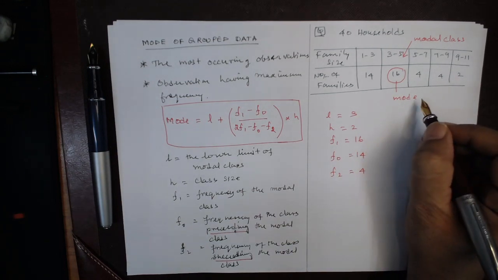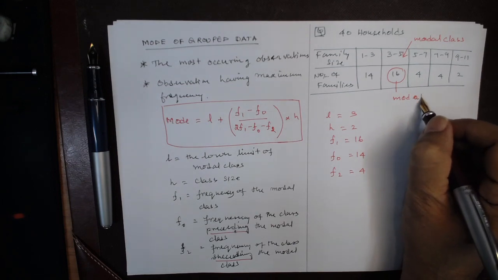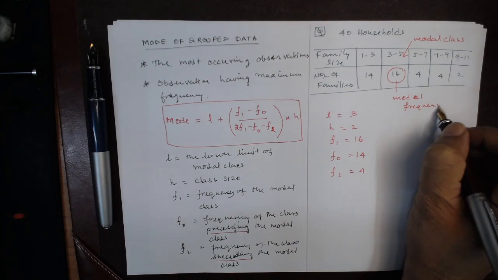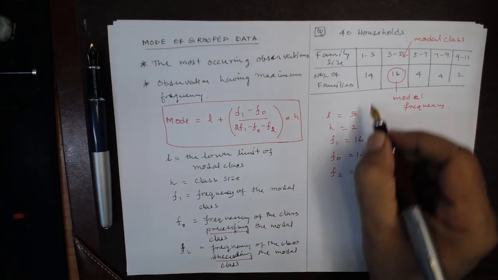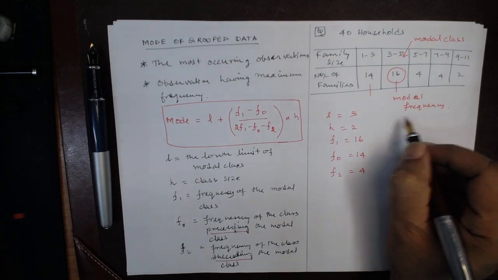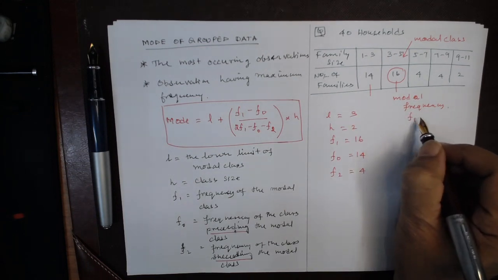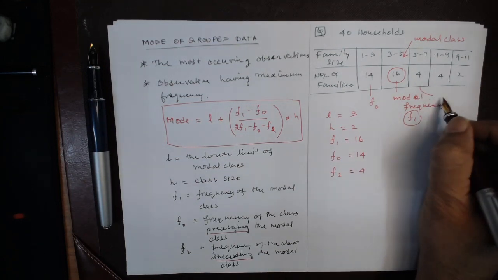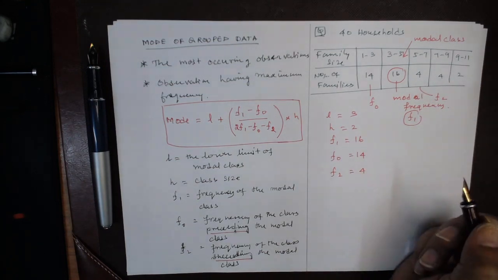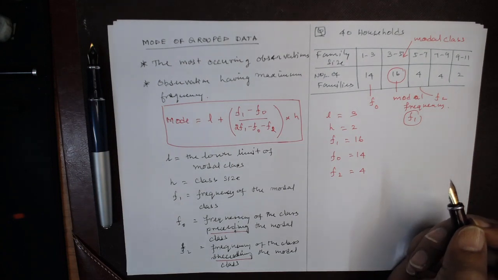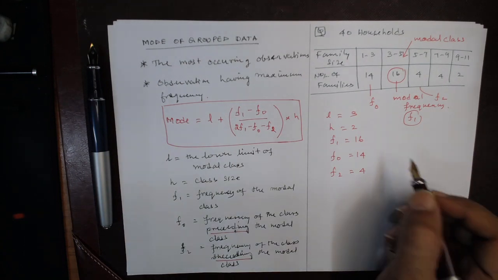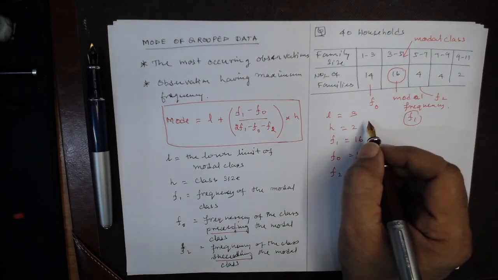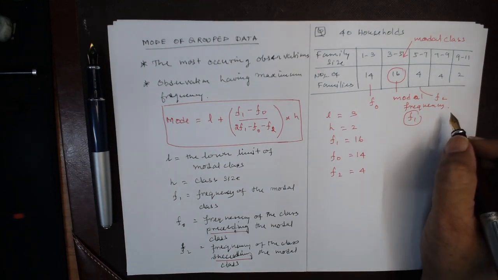This is actually the modal frequency. It is not mode, modal frequency. You can call it modal frequency. And this one, what do you call this one? This is represented as F1. What about this? F0. What about this? F2. Are you able to follow? Okay. First identify the modal class and its frequency F1. Preceding, previous one. Succeeding, next one. Okay.